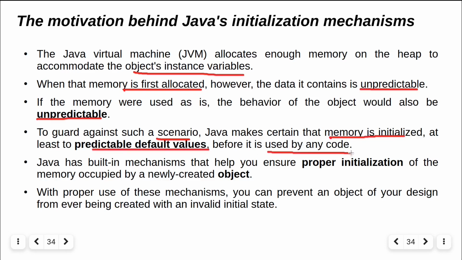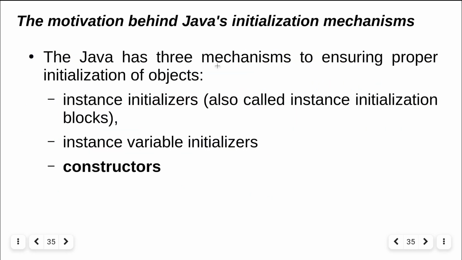by any code. Java has built-in mechanisms that help you ensure proper initialization of the memory occupied by a newly created object. With proper use of these mechanisms, we can prevent an object from being initialized to an invalid state. Java has three mechanisms to ensure proper initialization of objects: instance initializers, instance variable initializers, and constructors. Here we are not going to discuss the first two, and we will see constructors.